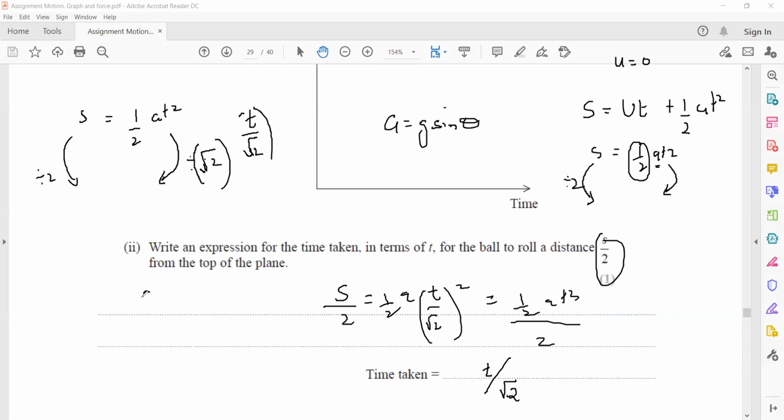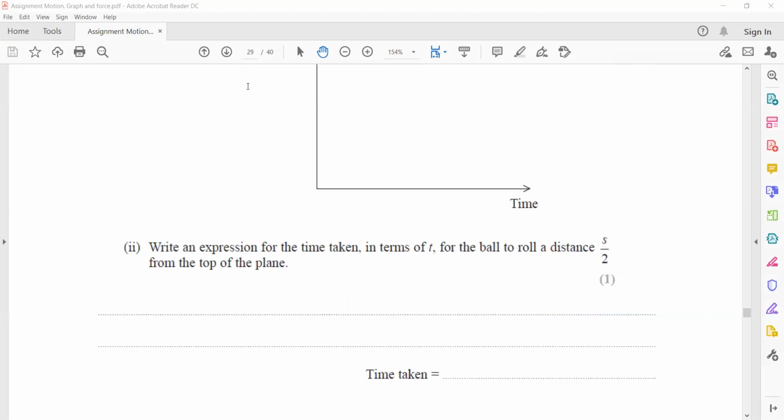Because what we want, we have this formula: s equals ut plus half at square. U is 0, so it will become half at square. I want this distance to be half, so I want the time taken for half the distance. So what should happen to this time when the distance is half?